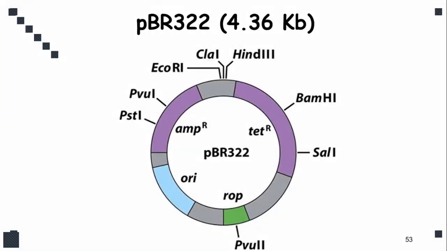So, pBR322 vector is one of the most common plasmid vectors that is used. The size is 4.36 kb, and all the restriction sites are shown. The origin of replication is shown. The resistance genes are shown, which are ampicillin and tetracycline. And the cloning sites are all shown here for you to appreciate.